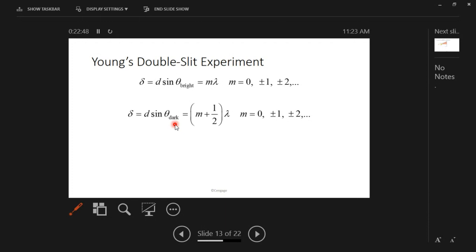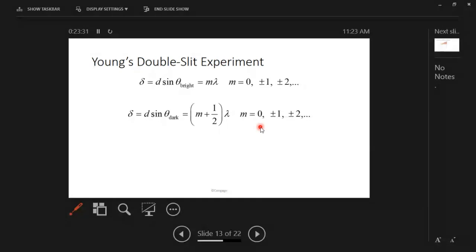Again, it doesn't matter if you are looking at the bright or dark fringes, the path difference is always d sine theta. But if d sine theta is equal to m lambda, that means the path difference is equal to m lambda, and that is the condition for constructive interference. So you are looking at bright fringes. And then if the path difference, which is d sine theta, is equal to m plus 1/2 of lambda, then you are looking at the dark fringes.